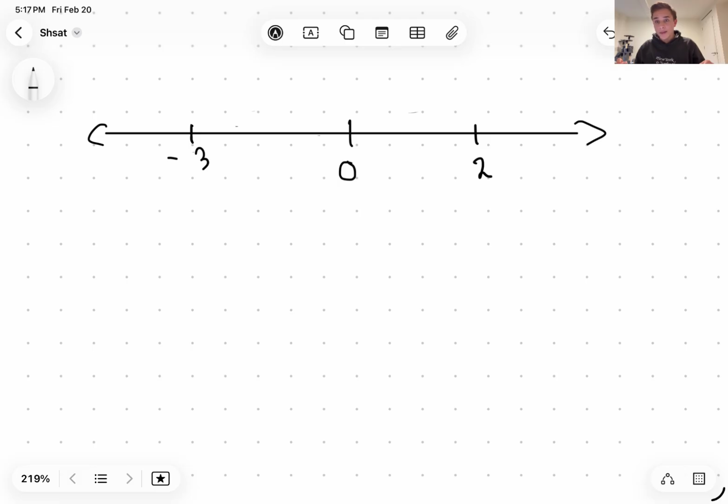This week's math topic is going to be absolute value and strategies we can use for solving absolute value equations and graphing absolute value functions. The first step is defining what an absolute value is.